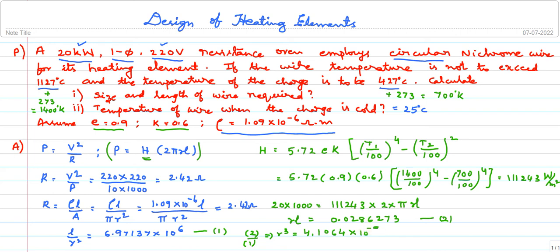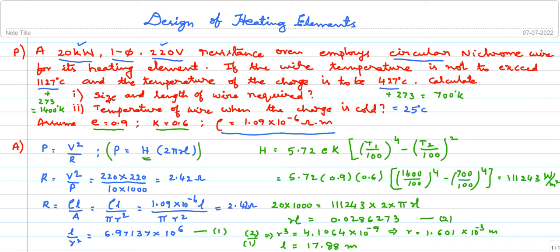So this is the R cube value, which implies R value will be equal to 1.601 into 10 to the power of minus 3 meter. You can simply take it as 1.601 millimeter also. Okay, so this is the R value. Coming to the L value, you can simply substitute this R value in 2, and you will get the L value. So L value will become 17.88 meter. So this is the L value.